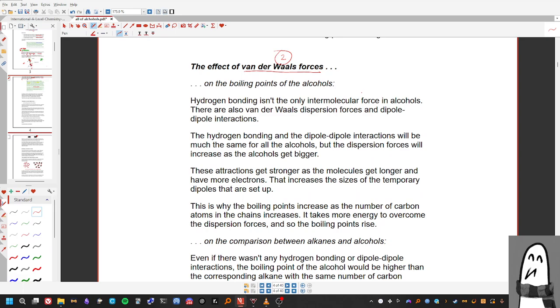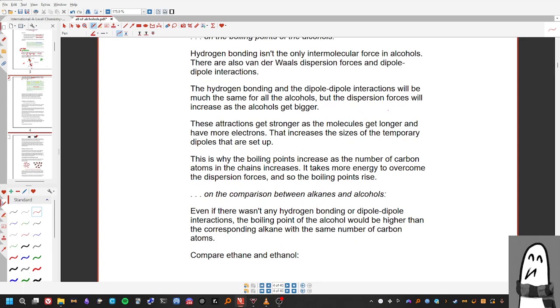Here there are dipole-dipole interactions because there is electronegativity. I'm pretty sure there's a polar side and a non-polar side. So you also have your van der Waals, your dipole-dipole interactions, and the hydrogen bonding. The dipole-dipole interactions will be much the same for all alcohols, but the dispersion forces will increase as the alcohols get bigger.